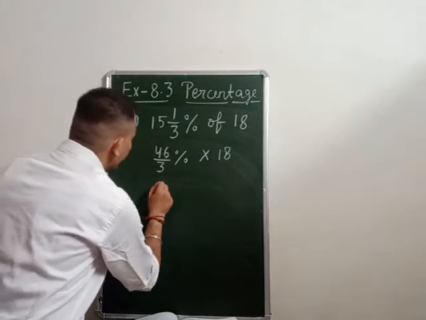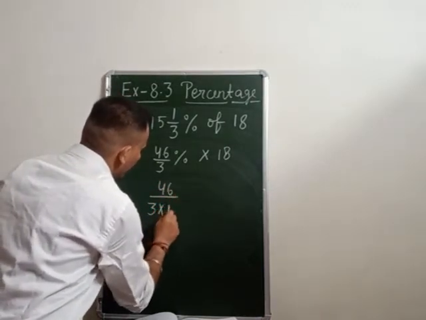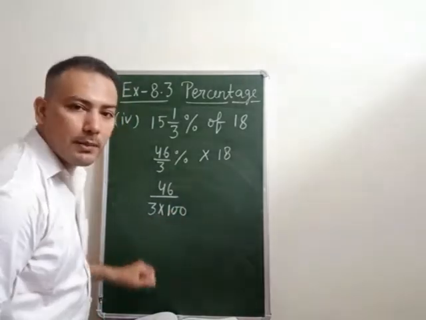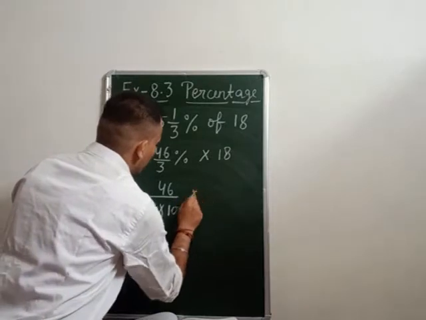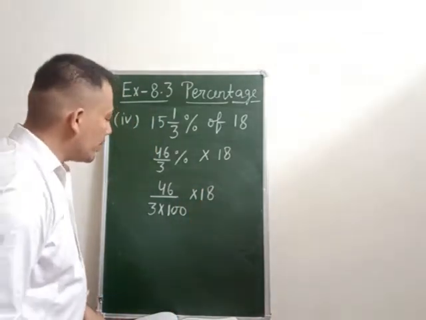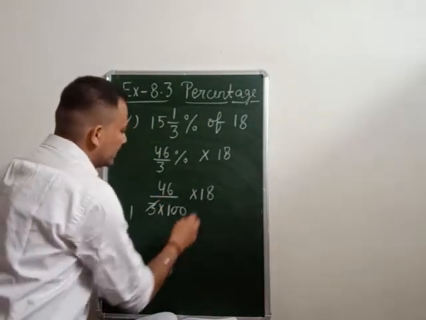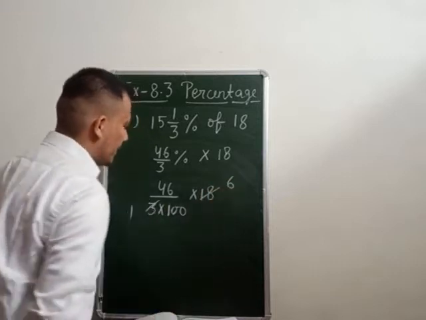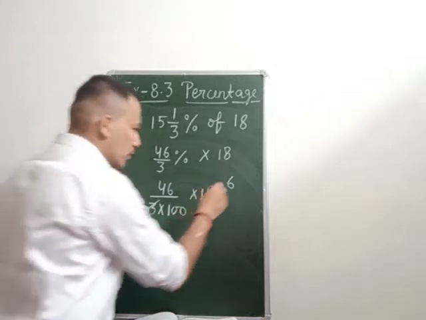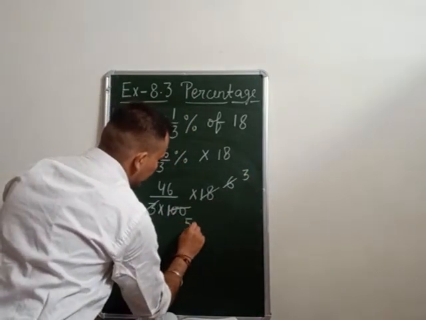So now see, 46 upon 3 into 100, because 3 is already here in the denominator, so 100 will come in the multiply, and into 18. Now what are we going to do? Just see, we can divide any number. So yes, 3 1s are 3, 3 6s are 18. We can divide one number further. Yes, 2 3s are 6, 2 5s are 10, 0.